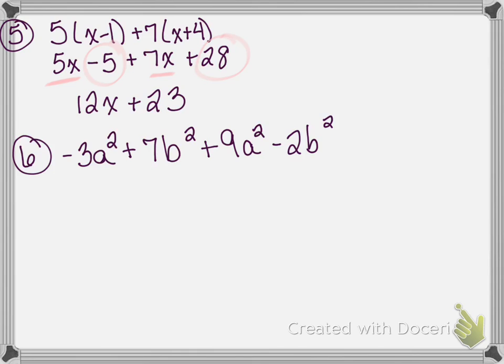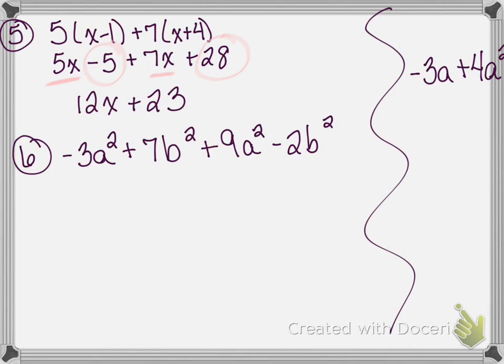Now, if I had something like -3a plus 4a squared, can that be combined? Can a and a squared be combined? They can't. Okay? But we can combine these. So I've got -3a squared and positive 9a squared. So that gives me 6a squared. Then I have 7b squared minus 2b squared, and I have 5b squared.